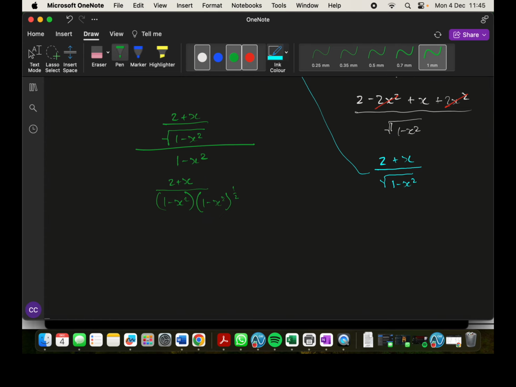And combining those, they have the same base. So I guess I could leave this as 2 plus x over 1 minus x squared to the 3/2 power. So that is the simplification of that, and that's as far as we can go. Hope that's helpful.